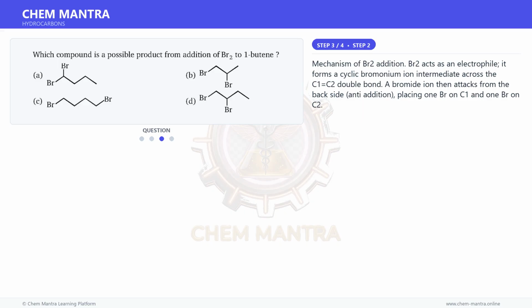Moving on to the next step. Mechanism of Br2 addition. Br2 acts as an electrophile. It forms a cyclic bromonium ion intermediate across the C1=C2 double bond. A bromide ion then attacks from the back side, anti-addition, placing one Br on C1 and one Br on C2.